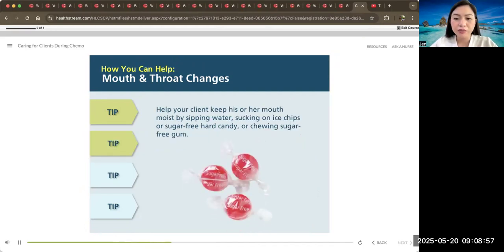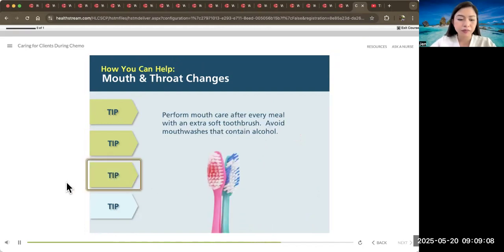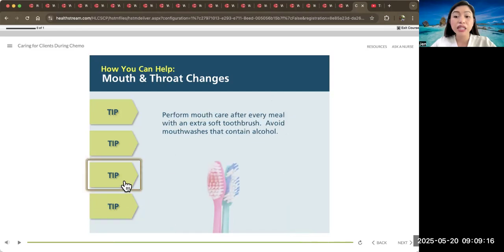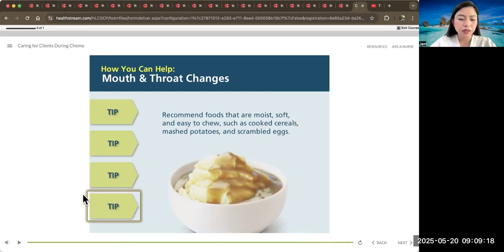Help your client keep his or her mouth moist by sipping water, sucking on ice chips or sugar-free hard candy, or chewing sugar-free gum. Perform mouth care after every meal with an extra soft toothbrush. Avoid mouthwashes that contain alcohol. Next, recommend foods that are moist, soft, and easy to chew, such as cooked cereals, mashed potatoes, and scrambled eggs.